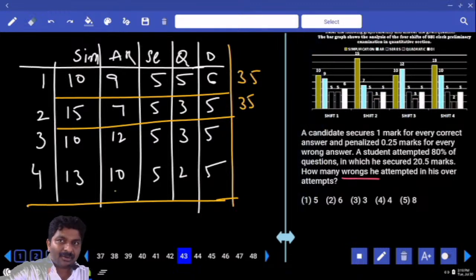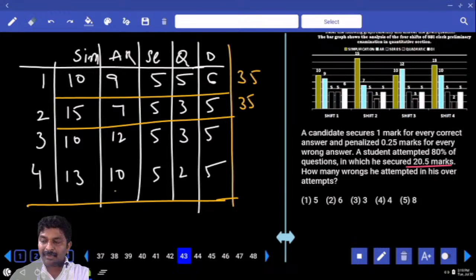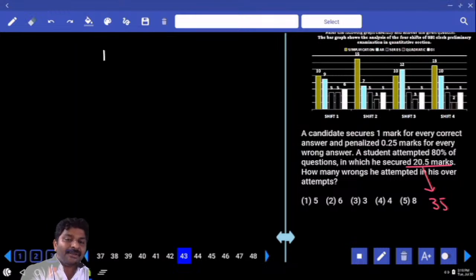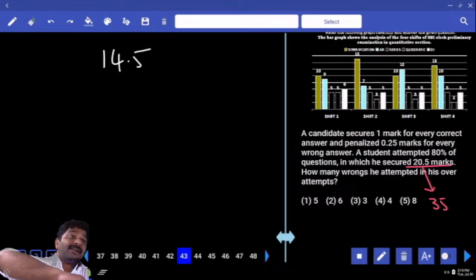Let's assume there are no questions which he answered wrongly. That means all are correct. If all are correct, how many marks should he get? But how many marks did he get? But we got 35, right? How many more marks did we get? 14.5. Why did we get 14.5 more marks? Because there are a few questions in which he gave a wrong answer, but we converted them to right answers.